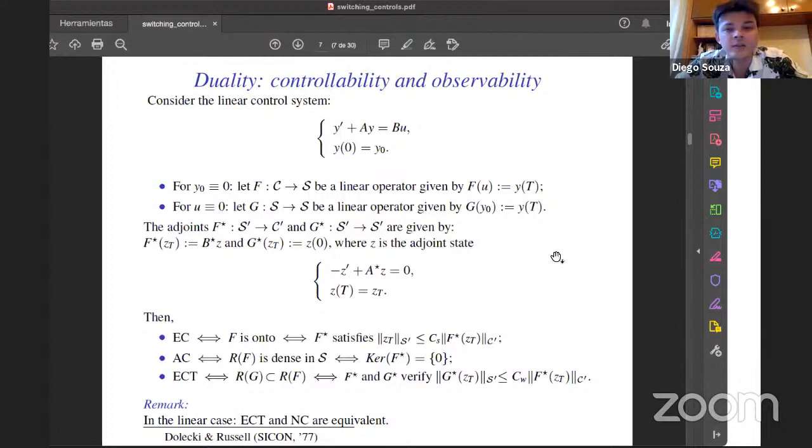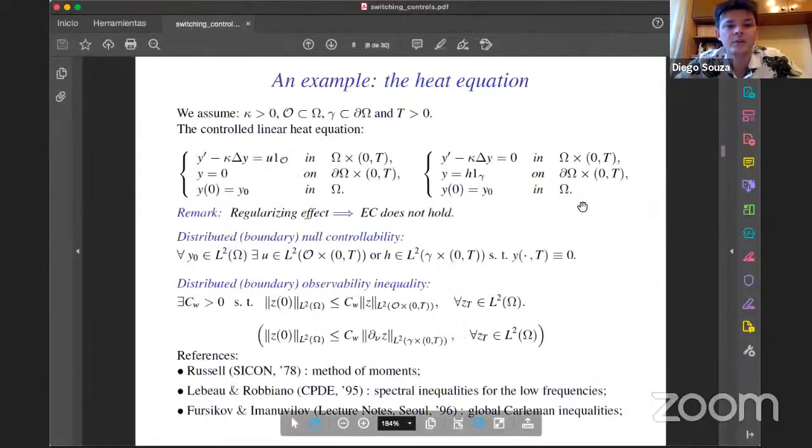Excuse me, Diego. I don't see the heat equation. Did you switch slides? Yes. Can you see now? Can anyone else see it? I don't see it. Oh, it's frozen for me. Now? Yeah, now it is. Yeah. Cool. Okay.